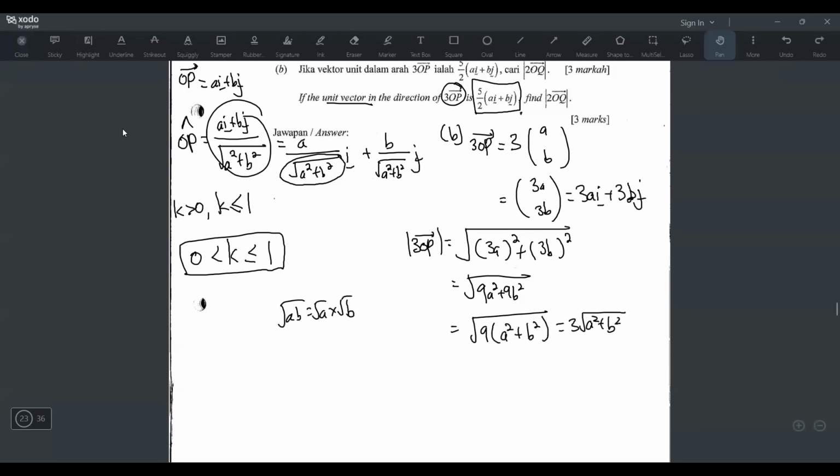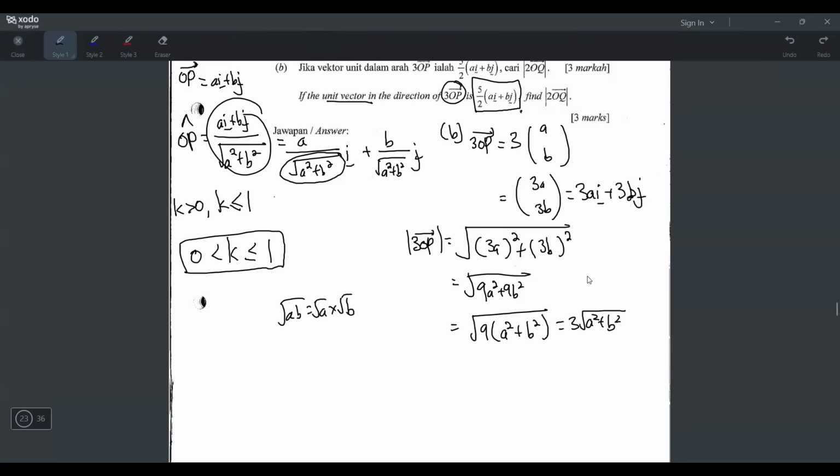And now only I find the unit vector. When you find the unit vector now, you can cut the 3 already. So the unit vector of 3OP, this is the symbol for unit vector, is equal to 3AI plus 3BJ divided by this, which is 3A over 3 square root A square plus B square I plus 3B over 3 square root A square plus B square J, right? And then now the 3 can cut, and then you are left with this.